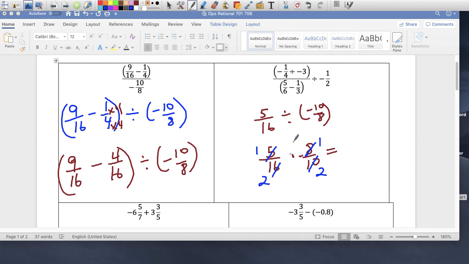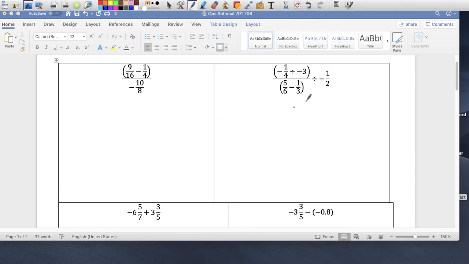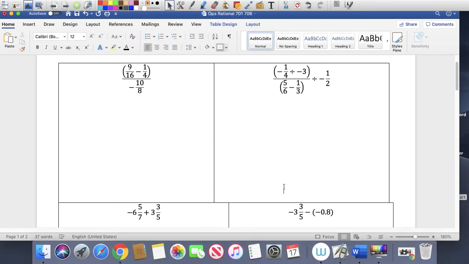Look how much simpler this becomes. Well, it's a positive times a negative, so that's a negative. 1 times 1 on top is 1. And 2 times 2 at the bottom is 4. That's my answer for that first question. So this one, well, it's a little bit more work, but nevertheless, it's still the same idea.